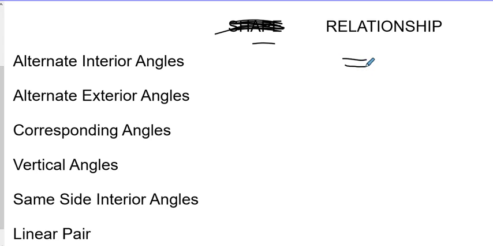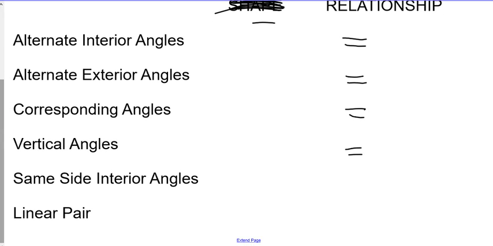Those are equal. Alternate exterior angles are also equal. Corresponding angles, that's the escalator or the zip line, also equal. Vertical angles, also equal. Same side interior angles. Okay, this is where it changes up. Same side interior, we're going to have usually one obtuse, one acute. All right, and those are supplementary, which means they add up to 180.